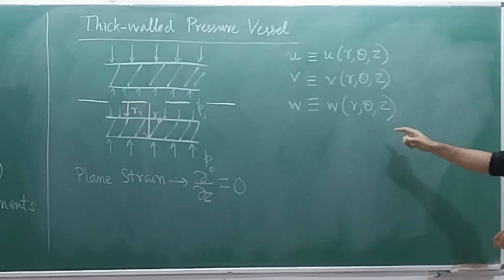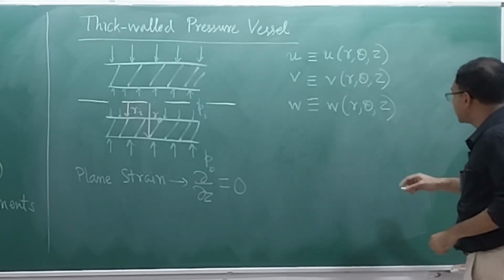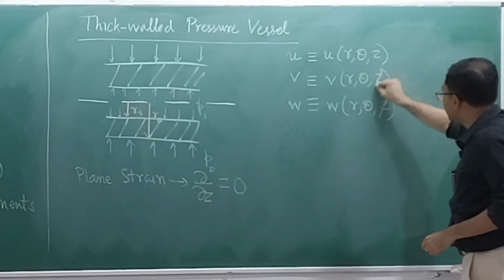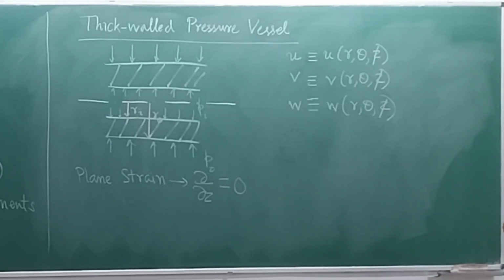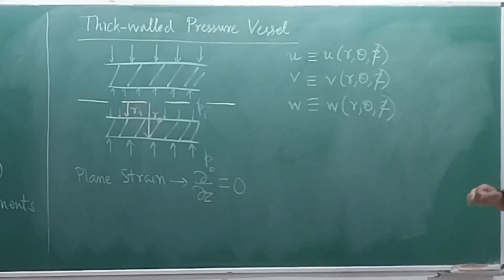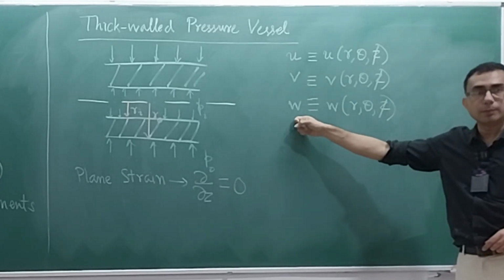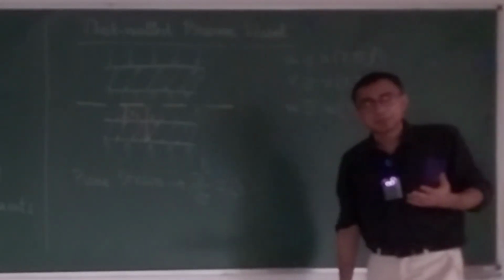So here, in this case, plane strain means del z equals 0. So this dependence on z goes away. Furthermore, in general, it may be possible in certain plane strain problems to have a non-zero value of W. But it is very common and it is certainly true.